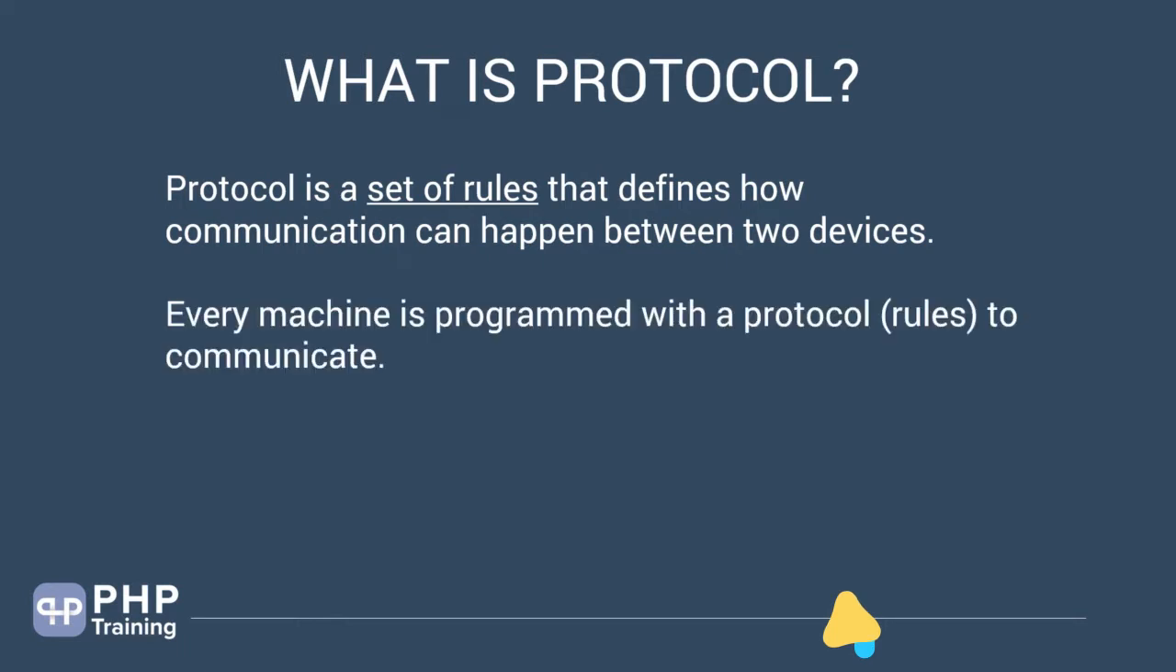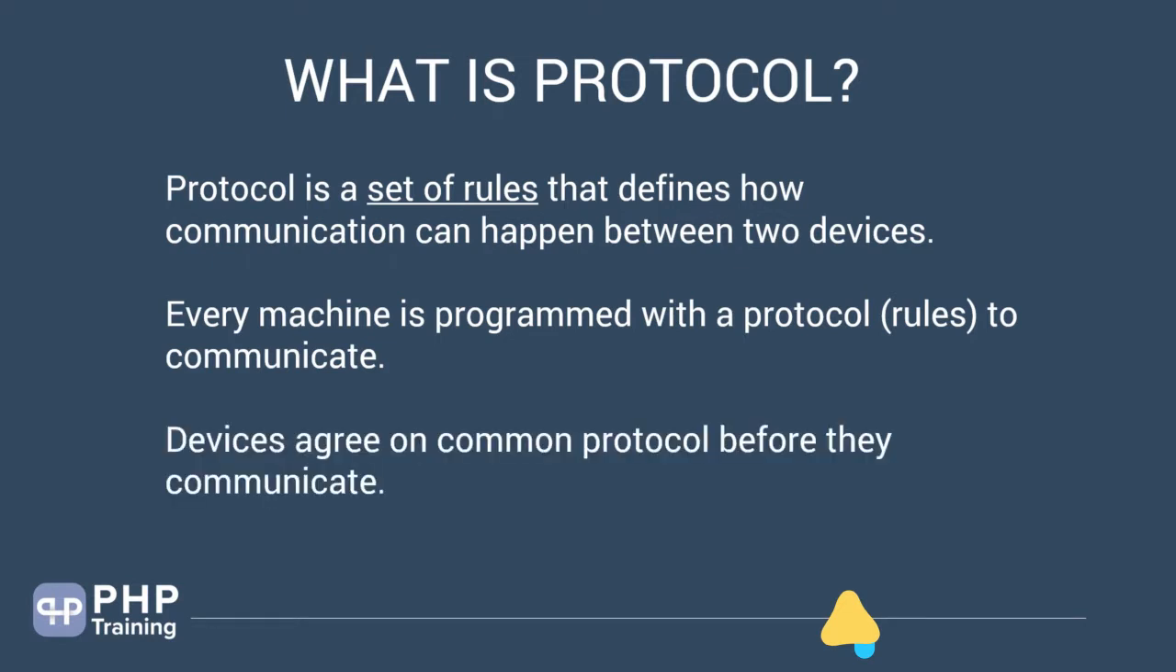Every machine is programmed with a protocol, which is nothing but the rules to communicate. If two computers are talking, if two pieces of hardware are talking, if one machine is talking to another machine, there is something called a protocol already defined. The protocol is something like a handshake. They first say, "Okay, let's start communicating, and this is the language I'm going to use." Then the other party agrees to that language, and then the communication happens. So devices agree on a common protocol before they communicate.